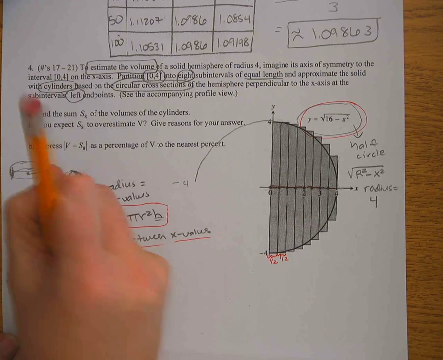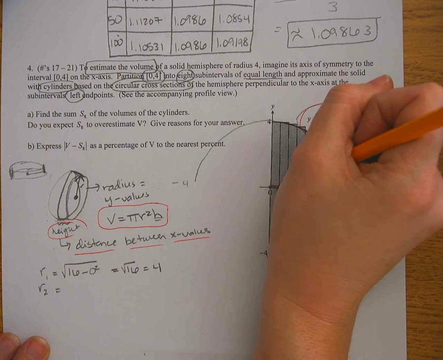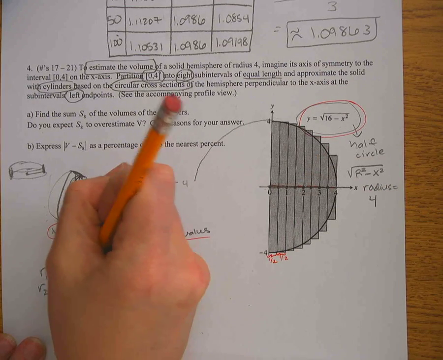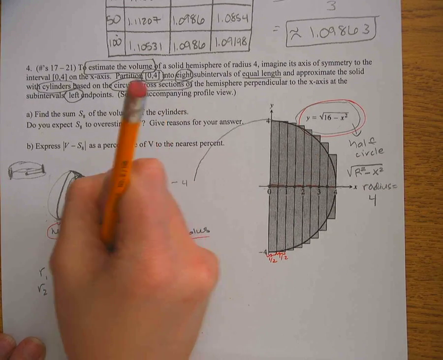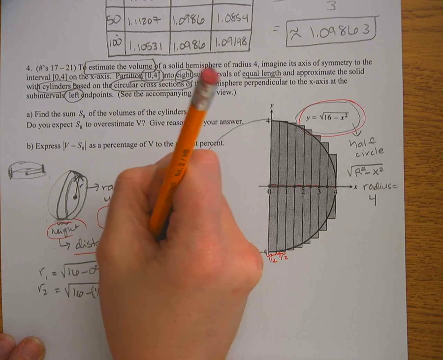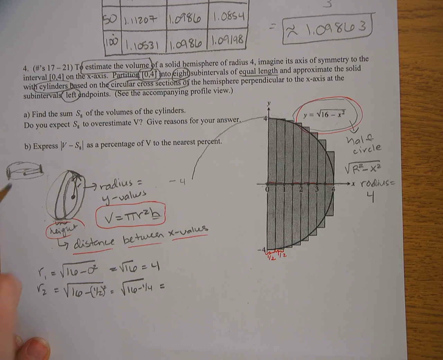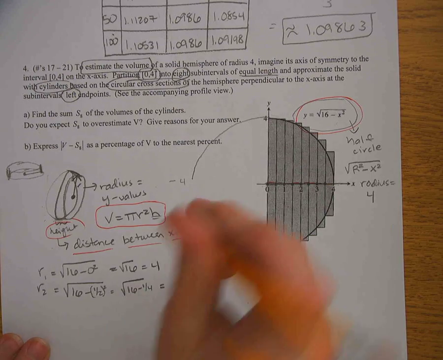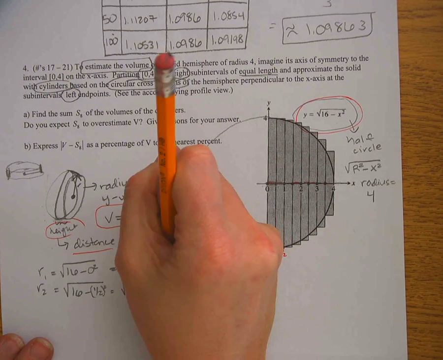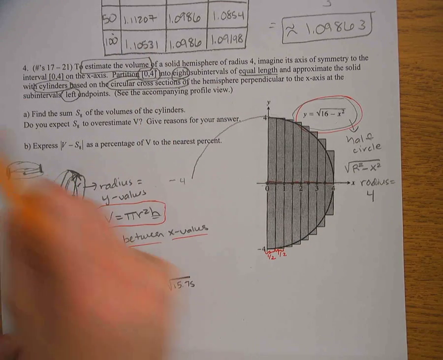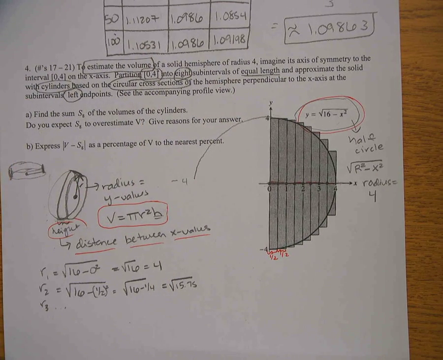For the second radius, I would use the left endpoint for this interval, which is 1/2. And so I would do 16 minus 1/2 squared, which is 16 minus 1/4. And you end up getting a decimal for that. It's basically the square root of 15.75, and so on. Okay, so that's how you would find all your different radii.